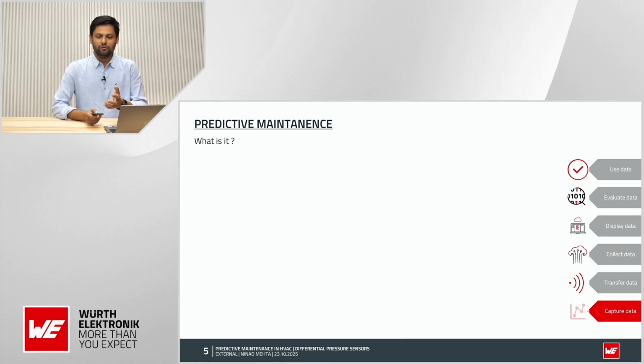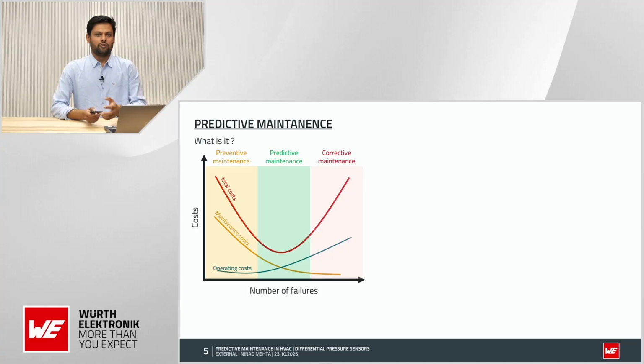But how can we do this? The traditional way of maintaining these HVAC systems is preventive or corrective maintenance. First, on the left-hand side, we have preventive maintenance, which involves routine checks. An operator comes and checks the system at regular intervals, looking for any anomalies and whether everything is working correctly. This is time consuming and also increases the costs.